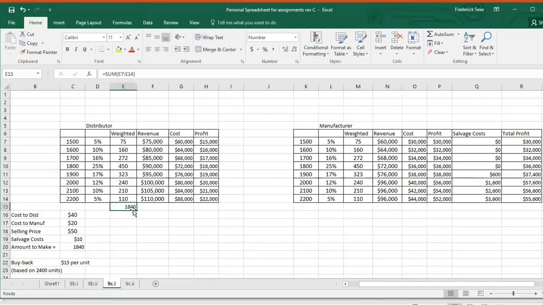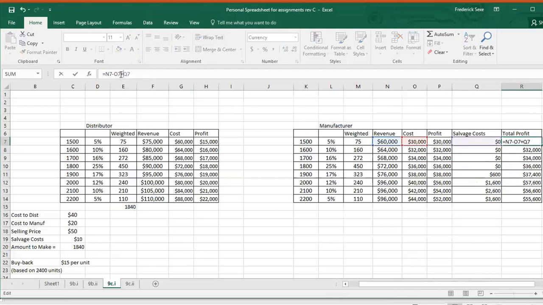Now, but this time, what we're going to do is look at the fact that the manufacturer is only going to build what they expect the distributor to purchase. And in this case, they only expect the distributor to purchase up to the demand that they will be seeing from the retailer, which is 1840. So now we look at the manufacturer to see where their profit levels are. In this case, I did it again. Okay, we need to add the salvage cost. So I'm going to go through this.